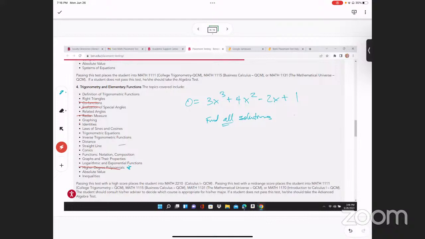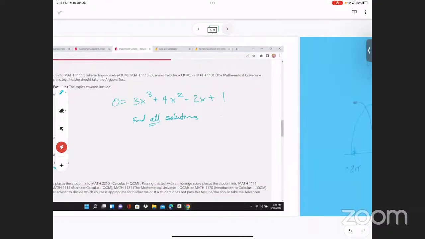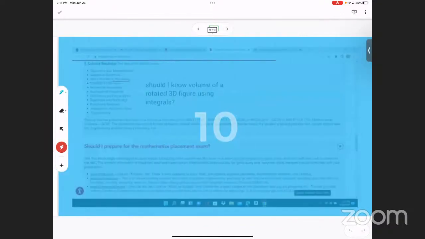But that's probably what higher degree polynomials has something to do with. And if this was 5 instead of 3, there would be up to 5 solutions, real solutions, exactly 5 solutions if you count complex solutions and multiple solutions of multiplicity more than 1. Remember doing that? Oh, okay. Yeah, I do. Thank you.